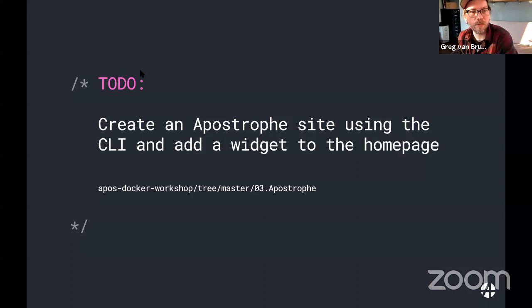Without going too much further into that, why don't we start creating a default Apostrophe site using the CLI, and we'll try adding a widget to the homepage. If you go back to that repository as well, this is the 03 example, and there should be some additional README documentation there if you get stuck. Any questions? Okay. I'll give you guys maybe 5 minutes to do that. Feel free to post questions in the chat again if you get stuck.